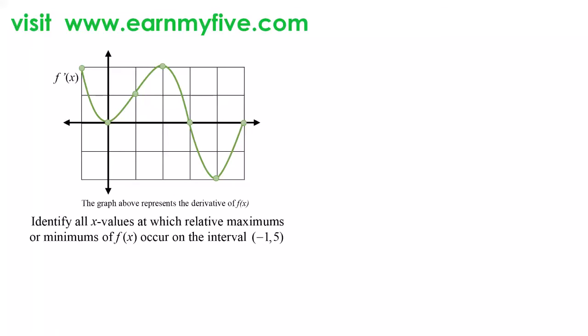A couple things to remember before we dive into this problem. First is that when we're looking for relative maximums and relative minimums, we know that those only occur at critical numbers. And we know that critical numbers occur when f prime of x either is undefined or when f prime of x equals 0.